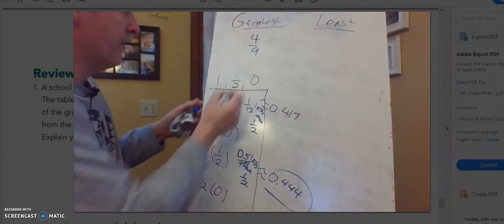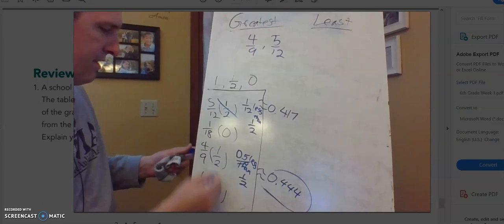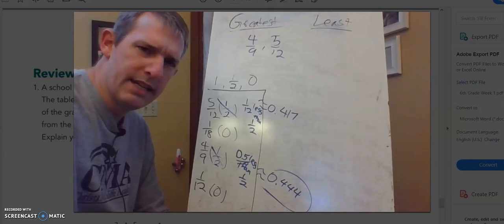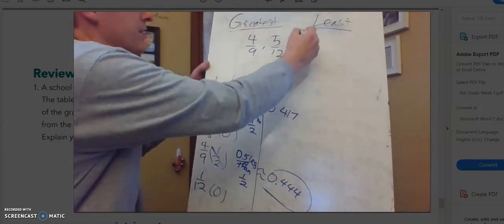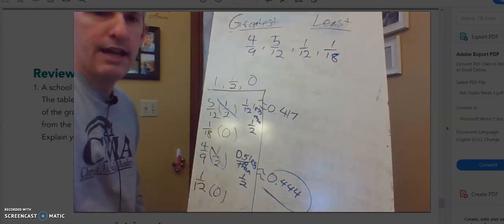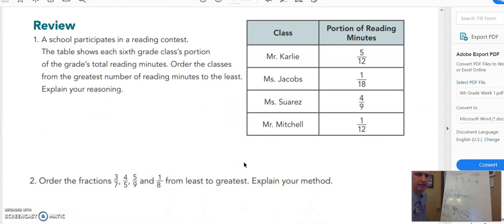Then I know that my 5/12 is going to be my next biggest. So that takes care of these two. Now I'm just left with these two. Which one's going to be bigger? If I have 1/12 of a pizza or 1/18 of a pizza? 1/12 is going to be a bigger slice. So I'm going to put 1/12 right here, and then that means 1/18 is my smallest. Now, if I go back to my problem, I know that my 4/9 was Miss Suarez, and then I can go from there. But the main thing is writing the fractions. All right, let's go to the next problem.